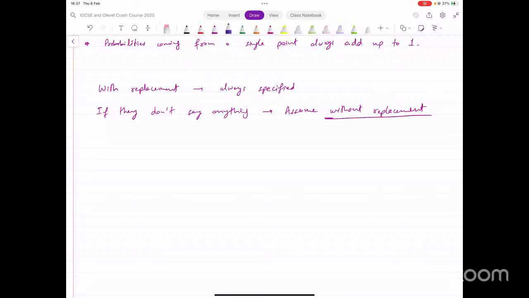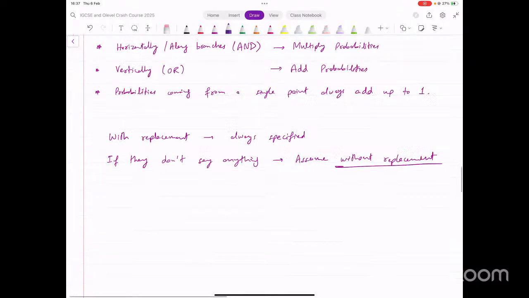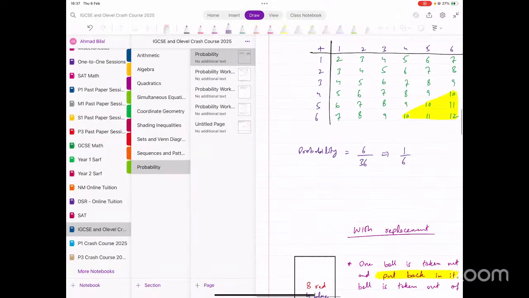So in a tree diagram, the next nodes, the next branches, they're going to have lower probabilities as compared to the first time. Okay, so that's what we did during the last session. We did some practice questions as well.